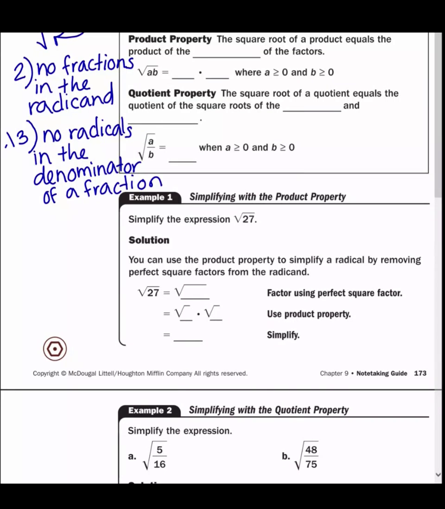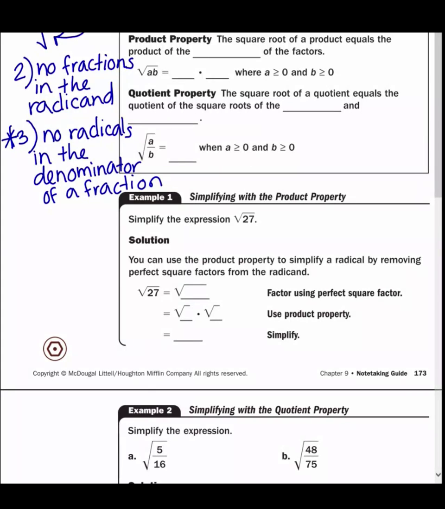And that one's actually really important, so I'm going to put a star by it. Okay, you can never have a radical in the denominator of a fraction. So those are the three conditions that have to be met to be in simplest form. Okay, so I'm just going to arrow over them right there. Okay, so now there's some properties of a radical.